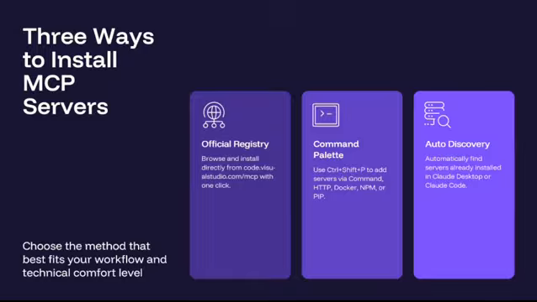Just by pressing Control plus Shift plus P, we can use the MCP add server command and install servers using commands, npm packages, or pip packages. Okay, and the last one is auto discovery. So if you have already installed MCP servers in tools like Claude Desktop or Claude Code, Visual Studio Code can automatically detect them. We only need to enable the MCP discovery setting, and VS Code will import these existing servers. That's it. Okay, so these are the three ways you can install the MCP server.